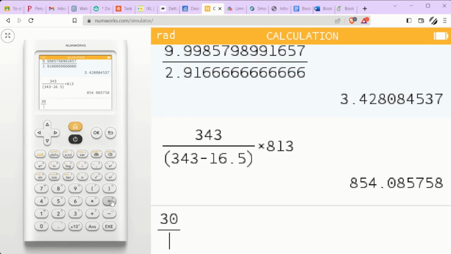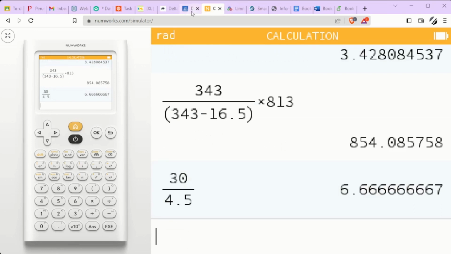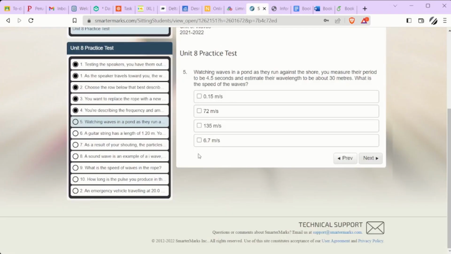30 meters divided by 4.5 seconds gives us our 60 over 9, or 6.6 repeating, or 6.7 meters per second.